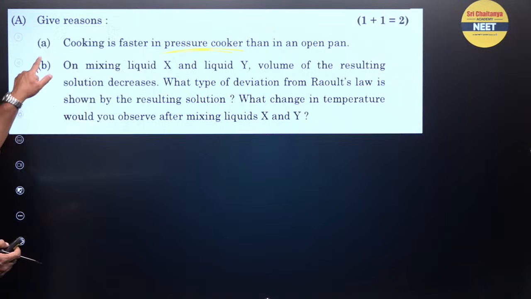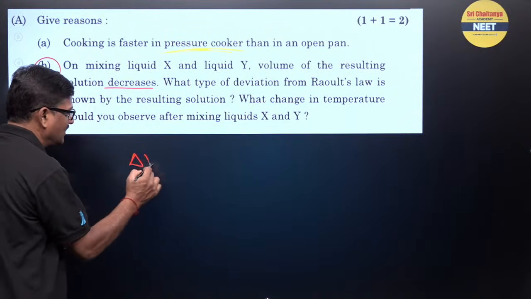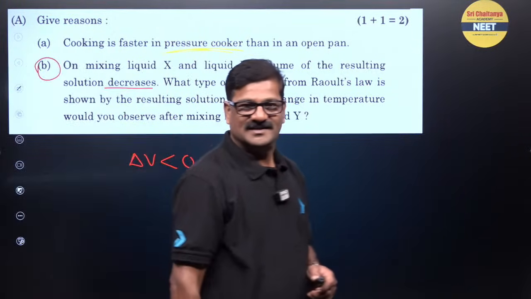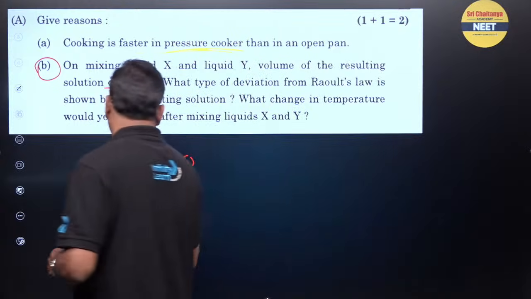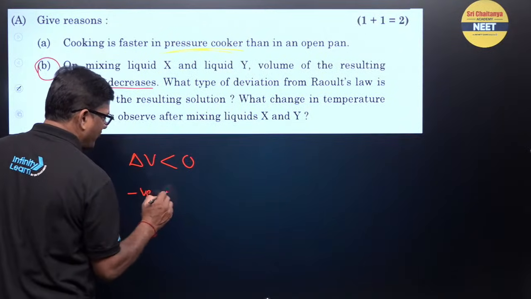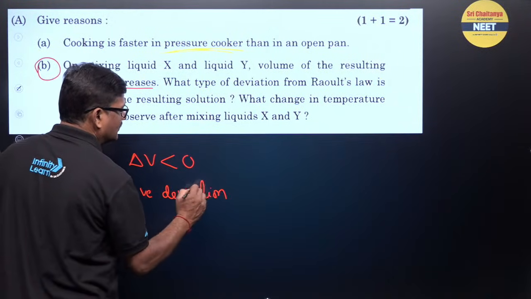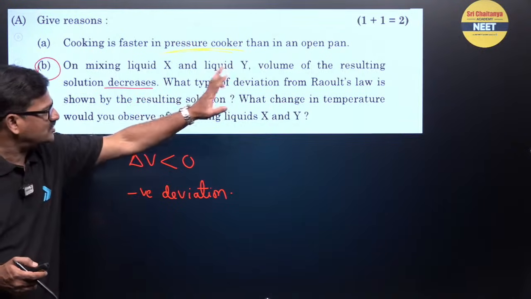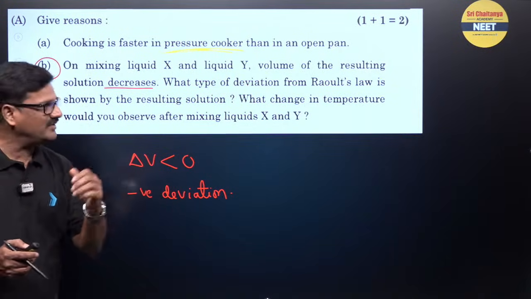You can see, bachcho, on mixing X and Y, the volume of the resulting solution is decreased. Delta V is less than 0, right? Delta V is less than 0. So that is a negative deviation. What type of deviation from the Raoult law is shown by the resulting solution? It is showing a negative deviation.